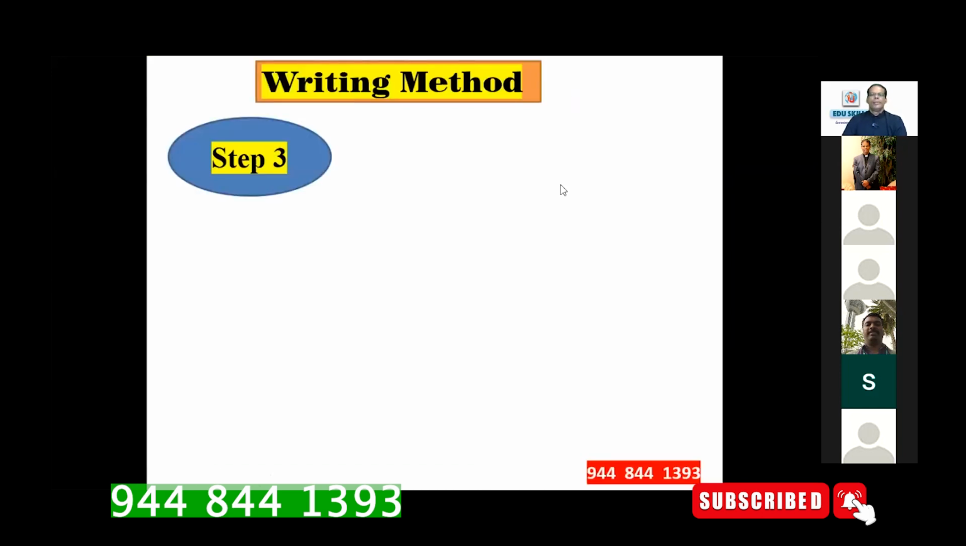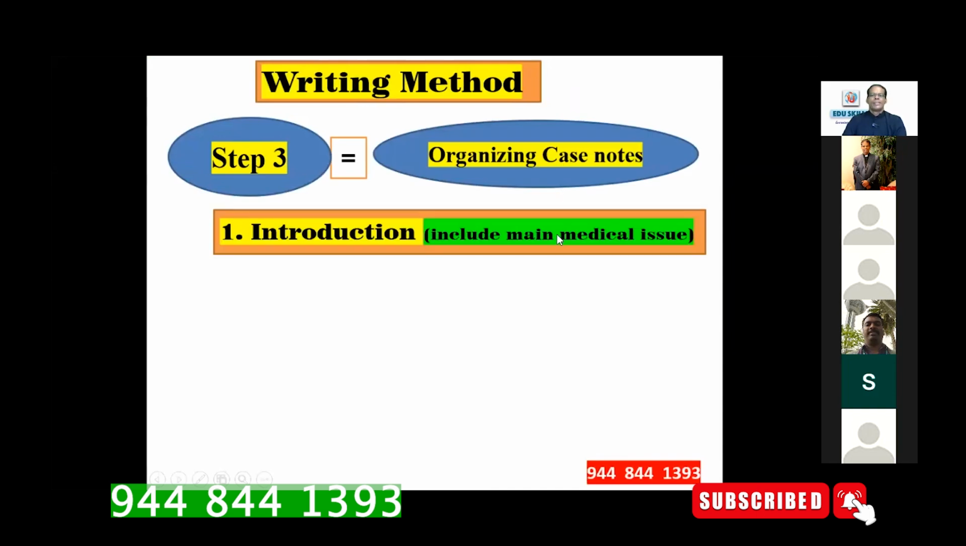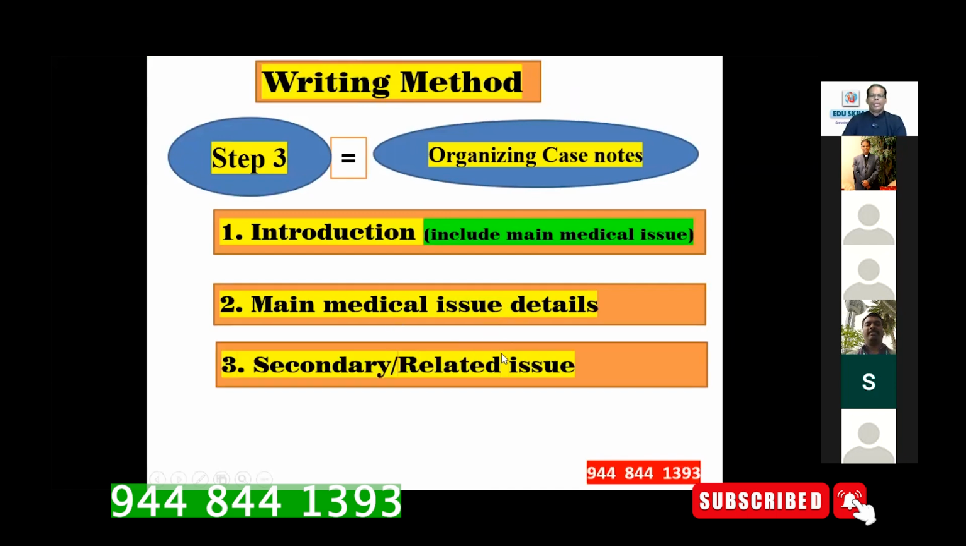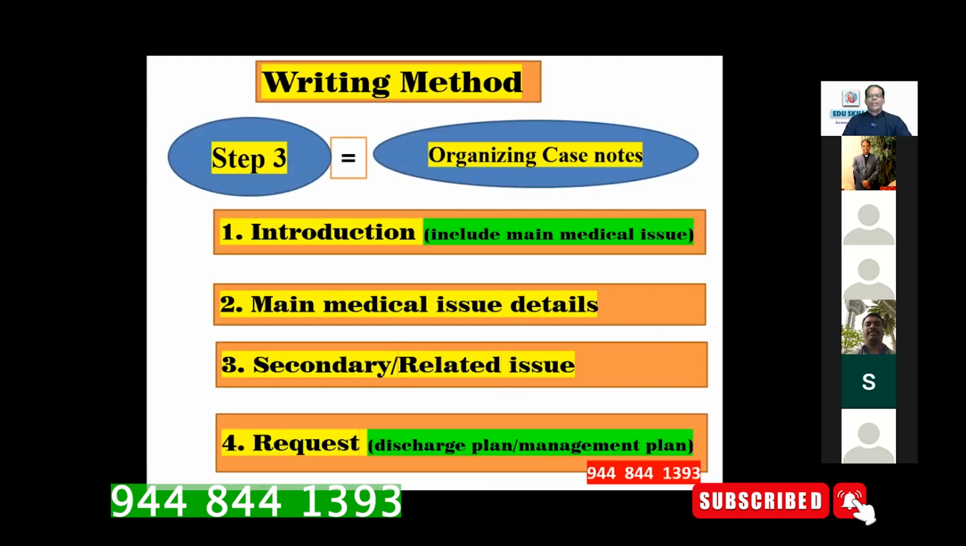Get to step 3, organizing case notes. Introduction, include the main medical issue. Then you have the main medical issue details in the upcoming paragraphs. Then you have secondary or tertiary or related issues, as we discussed in the case note. Then you have the request, which is the discharge plan, or it is in the management plan. This is organizing case notes.